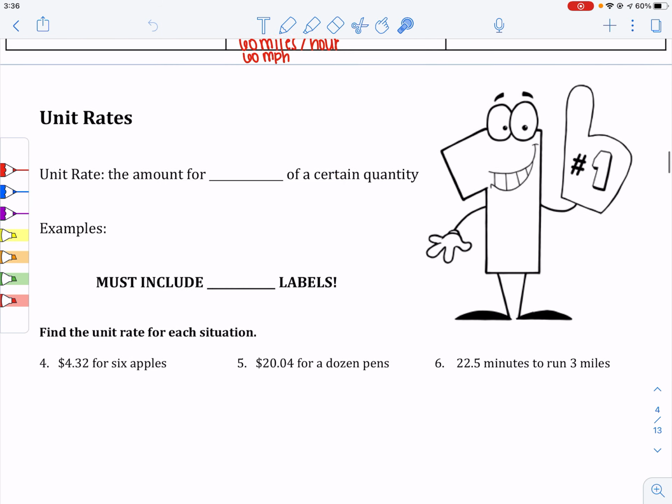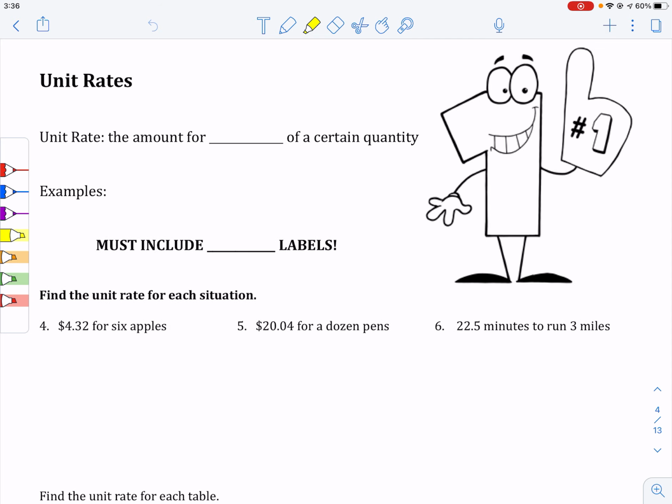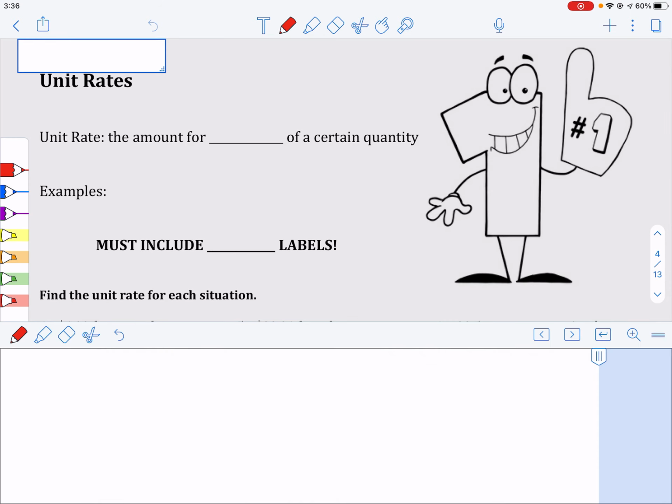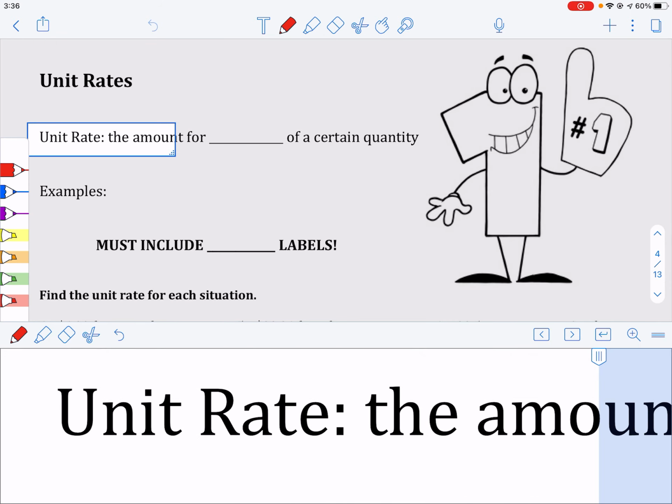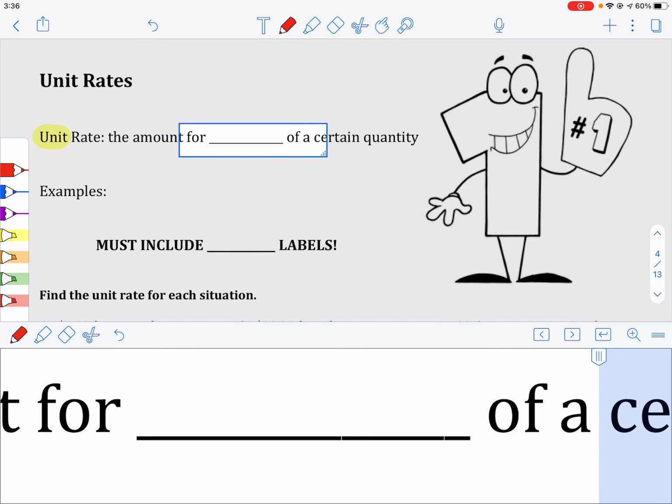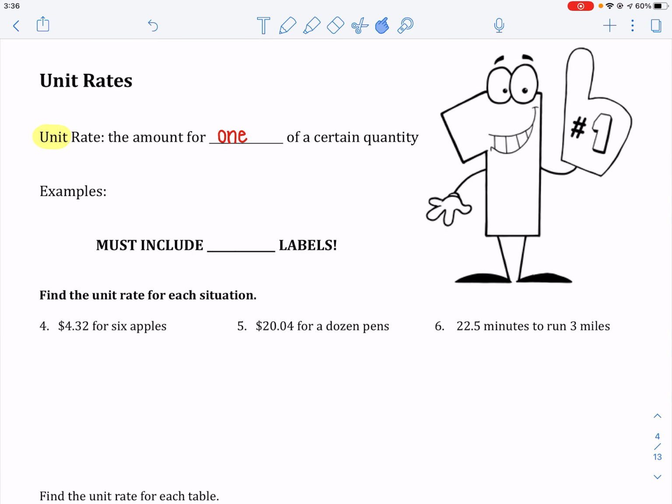We've talked a little bit about unit rates. We're going to spend a whole other day just practicing finding unit rates further. So at the top of these notes, go ahead and put unit rates. And again, unit is our key word here. Unit just means one. So the amount that it is for one of a certain quantity.